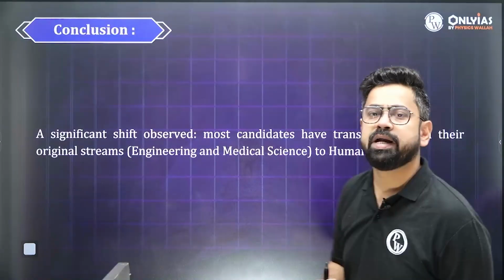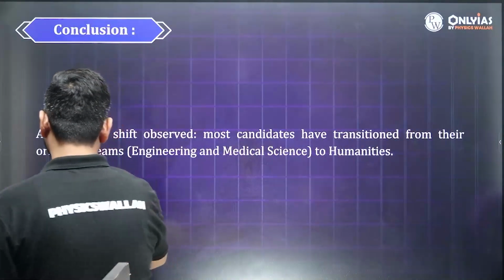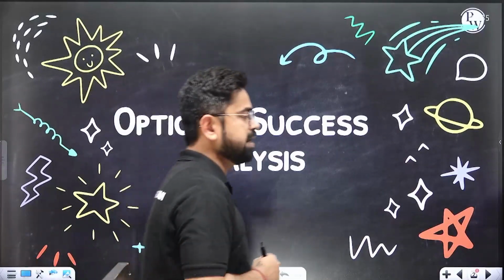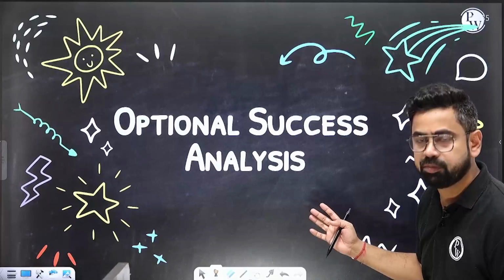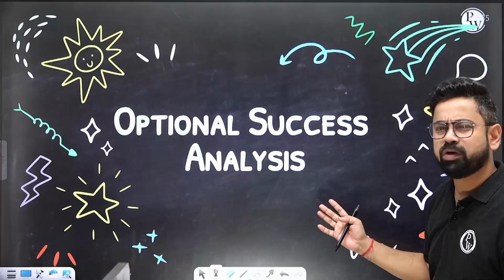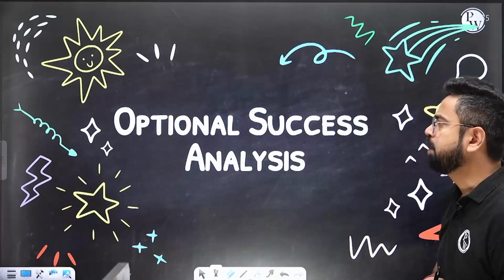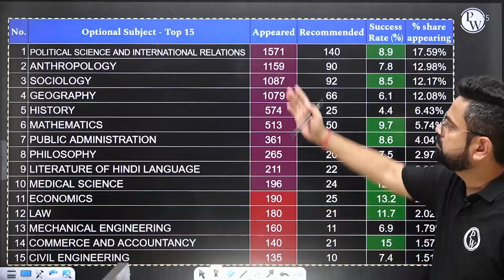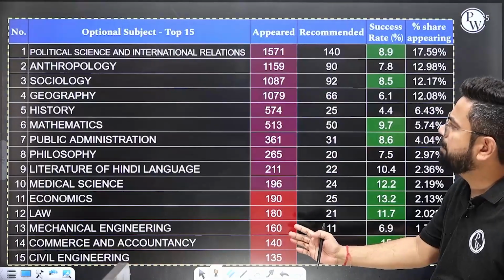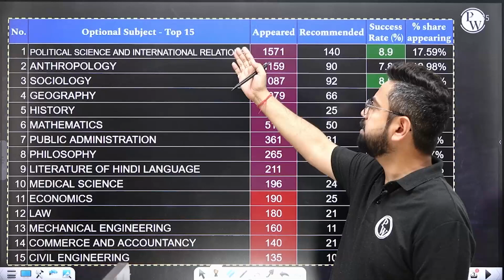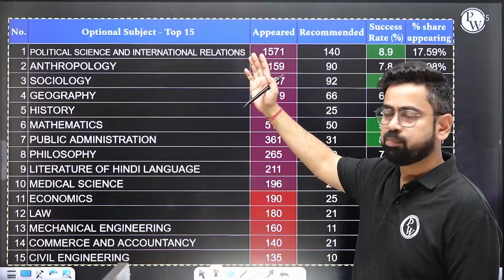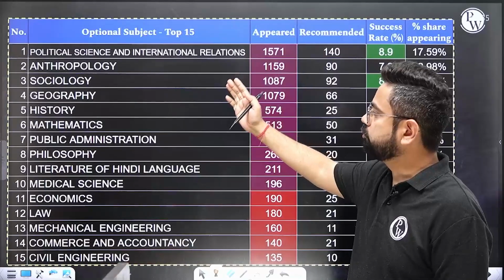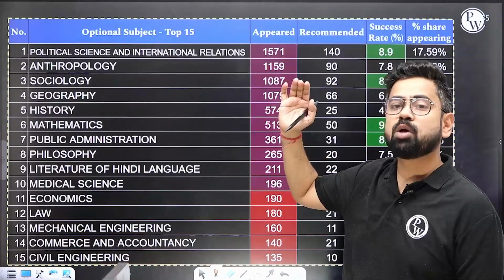Now let me show you some data as well, because this is a very important topic. Let's go for the success rate. This is coming from the latest report, 22-23 or 21-22, whichever is published. In this report you see the top optionals people are opting for. The maximum number of students take PSIR, right? Then anthro; the second most popular optional is anthro. Then socio, then geography, then history. These are the top 5 optionals.